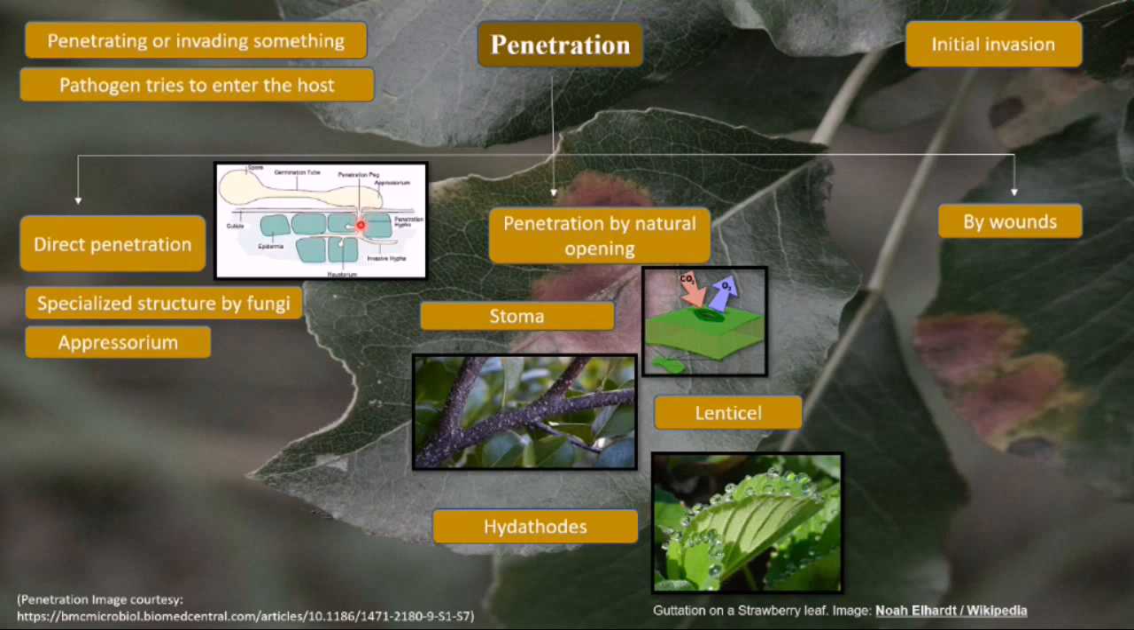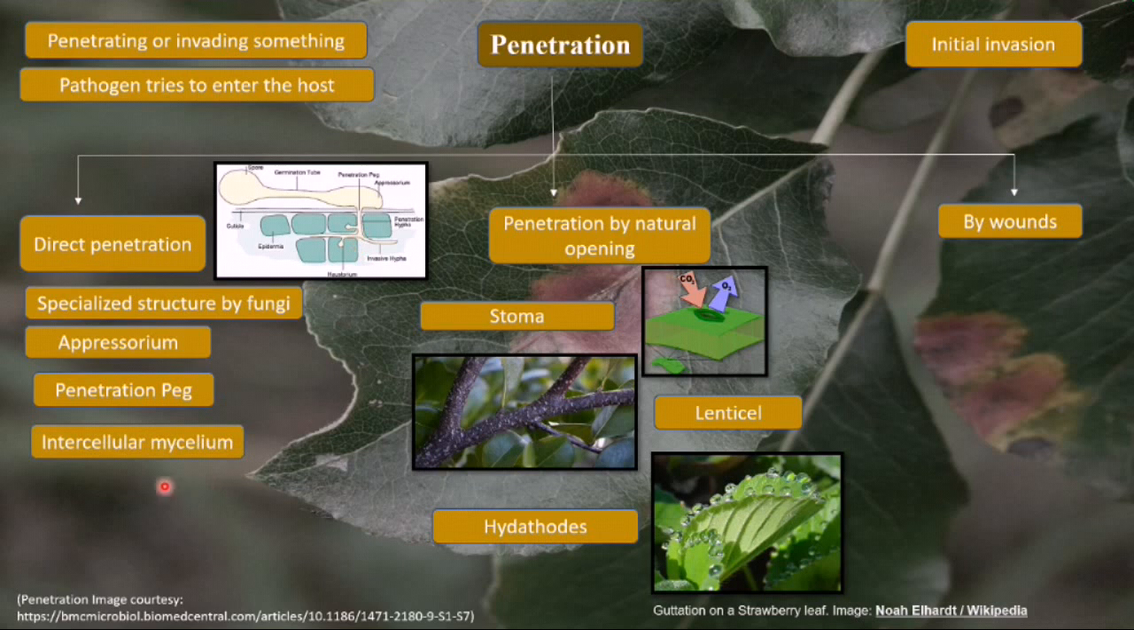This is a leg-like structure. It gets inside the host cell, right? So this is the penetration peg. It is also used to infect the host plant. So as I mentioned, the second is the penetration peg, which arises from the appressorium, right?